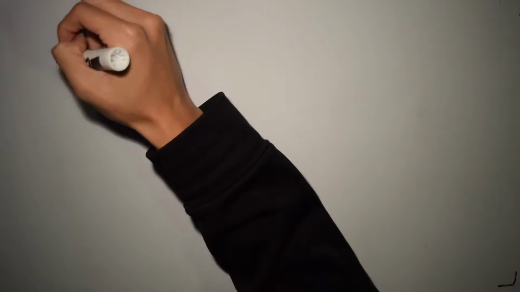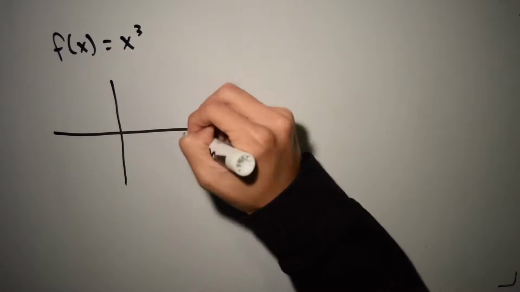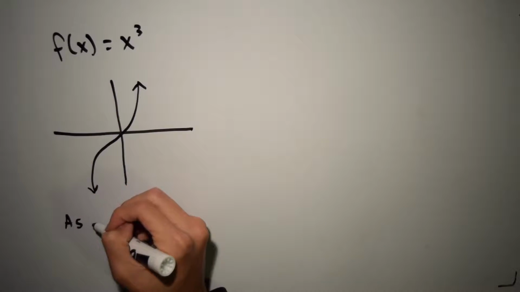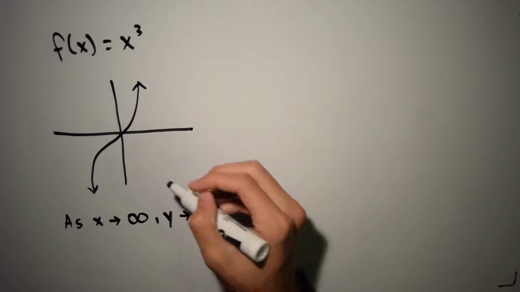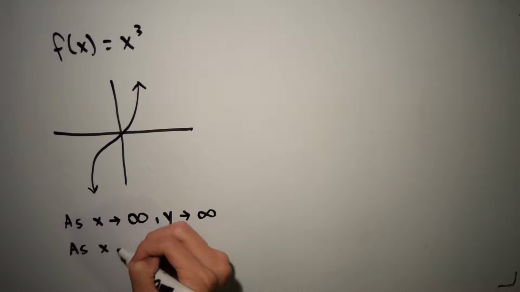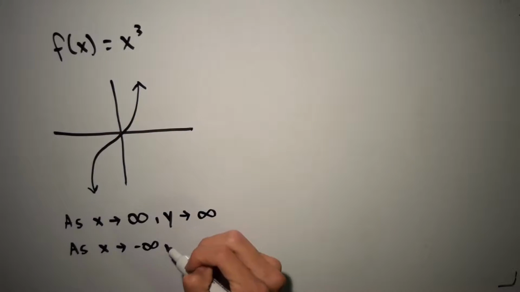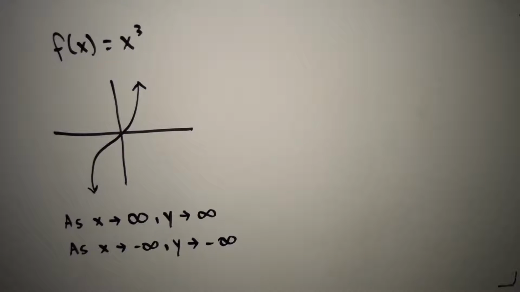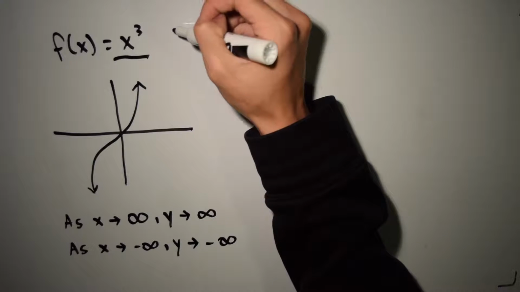For this next example, we're going to look at a cubic function. As x approaches infinity, y gets bigger, so y approaches infinity as well. And as x approaches negative infinity, y gets smaller, so y approaches negative infinity. And because the degree of this function is 3, this is a third degree function, therefore an odd degree function.